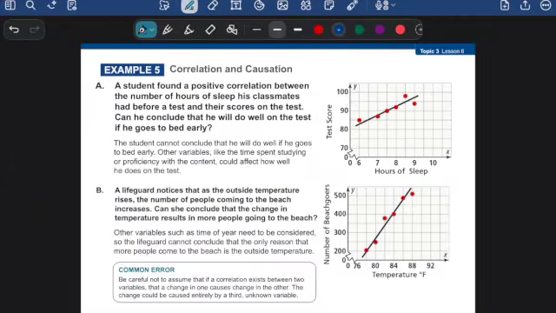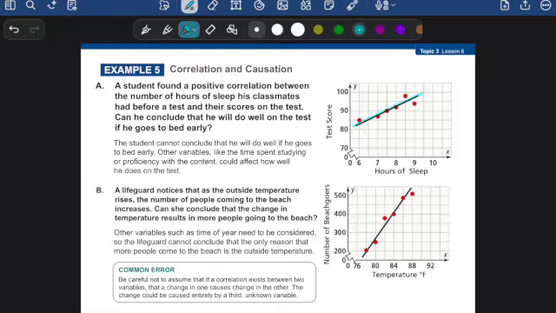Example 5, part A. A student found a positive correlation between the number of hours his classmates sleep and their test scores. So you can see here's hours of sleep, and the more sleep they get, the test score seems to improve. So we can see that positive correlation. Can he conclude that he will do well on the test if he goes to bed early? So we're comparing correlation to causation. Yes, we can see a correlation.